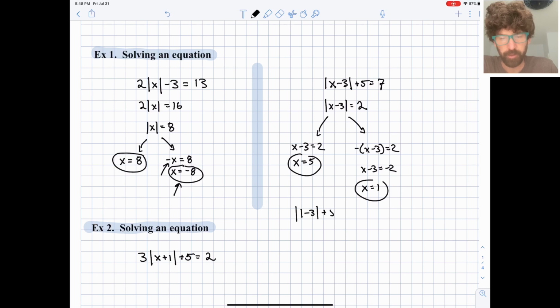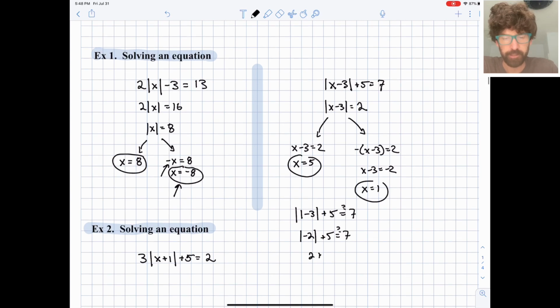Into our original equation, is that all going to equal 7? Is the absolute value of negative 2 plus 5 equal to 7? It is. It checks out. Okay, so that's a good way to check. I would check the more complicated ones for sure.